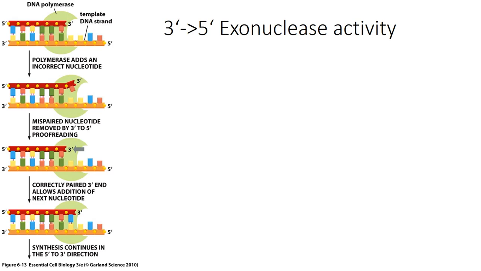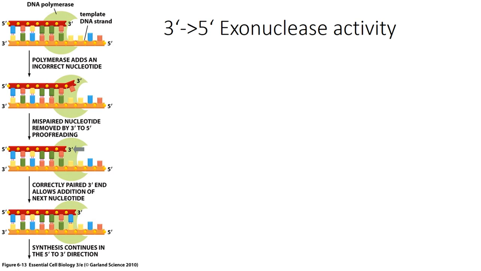So here, the correct base pairing is between the colors blue and yellow. And if the polymerase tries to squeeze in the wrong nucleotide, the 3 to 5 prime exonuclease activity will kick in, meaning it will cleave the phosphodiester bond that has been formed by the polymerase. And when the correct nucleotide comes in, the machinery continues.